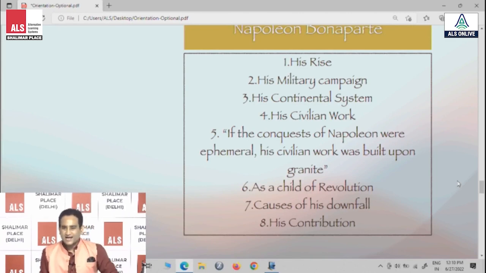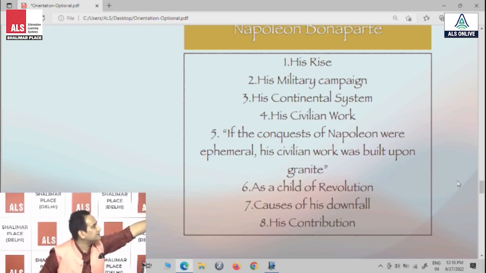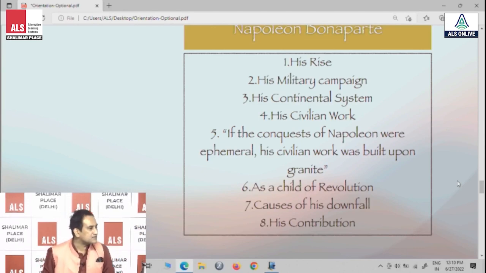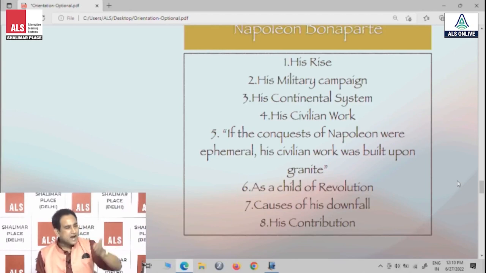Reasons for his rise. Can you see the first dimension? They have already asked, why the rise of Napoleon? We will collect 10 points. We will understand those points. Second, his military campaign. Third, his continental system, his civilian work. All these dimensions can be asked. So whenever we take up some topic, we will divide those topics into different dimensions.